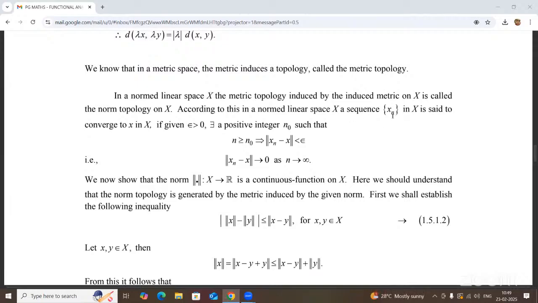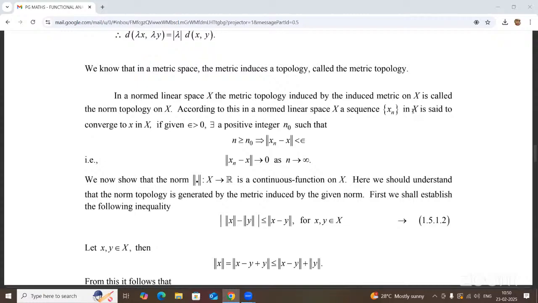Okay, already we have learned in the earlier session what a sequence is. Here the sequence is denoted by the set of xn, here n being a natural number. Now that sequence xn belongs to capital X. It converges to x.